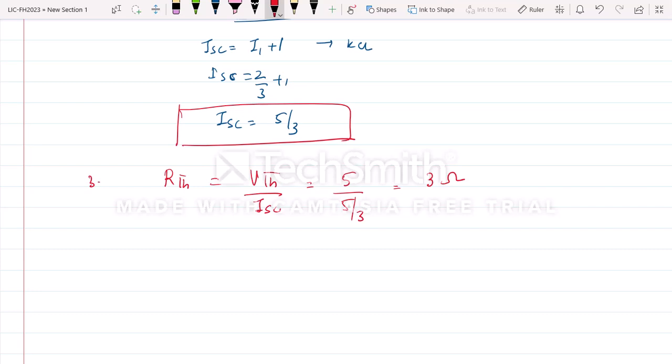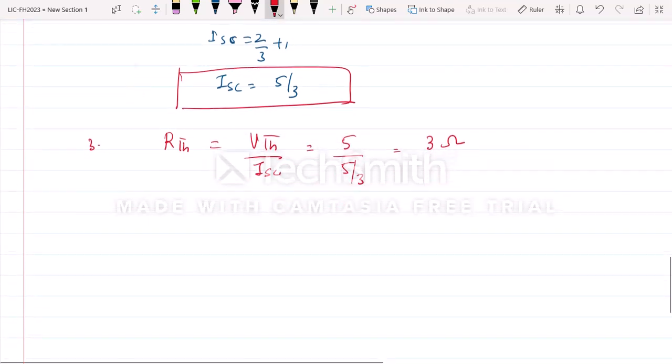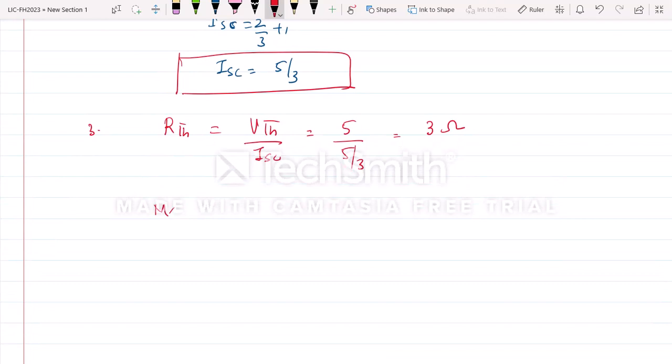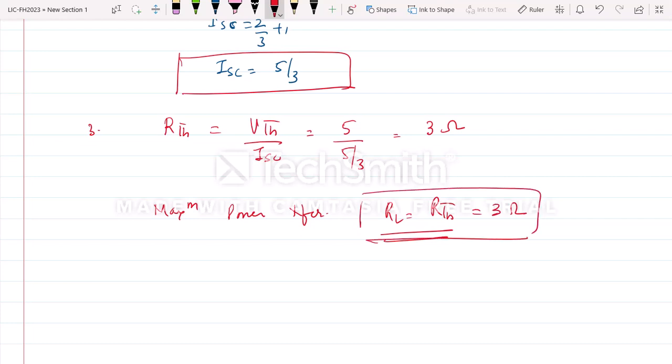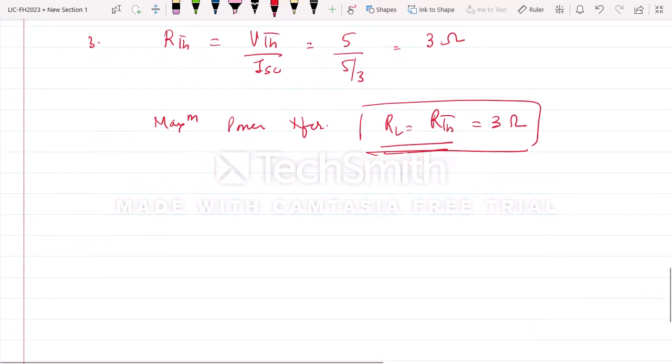Next, we have to find the value of RL for the maximum power transfer theorem. The maximum power transfer theorem says that RL has to equal RTH, that is 3 ohms. So this is the first question asked. The second one is to find the maximum power.